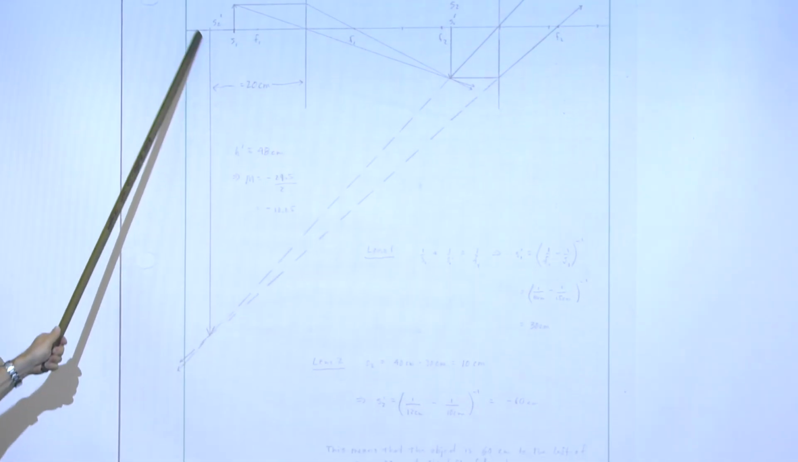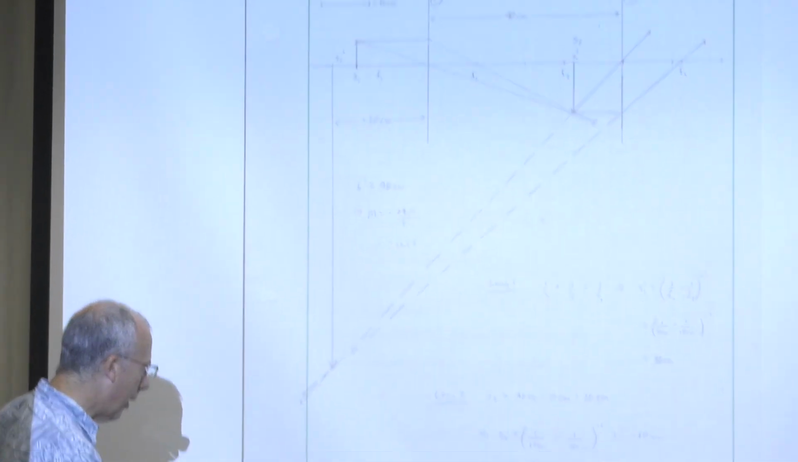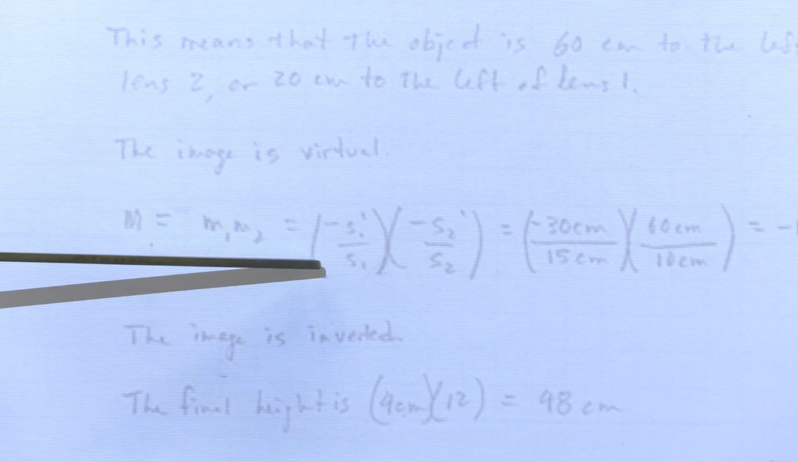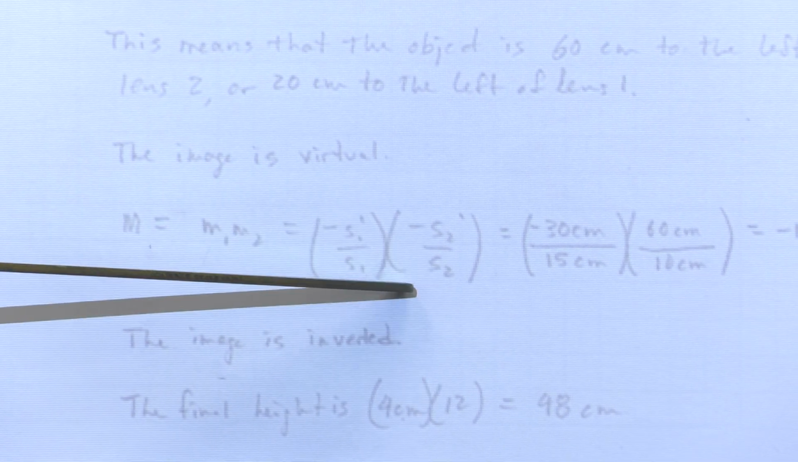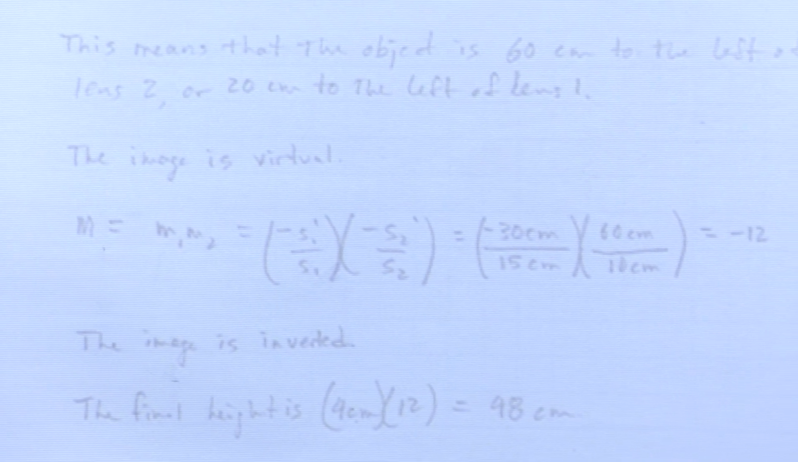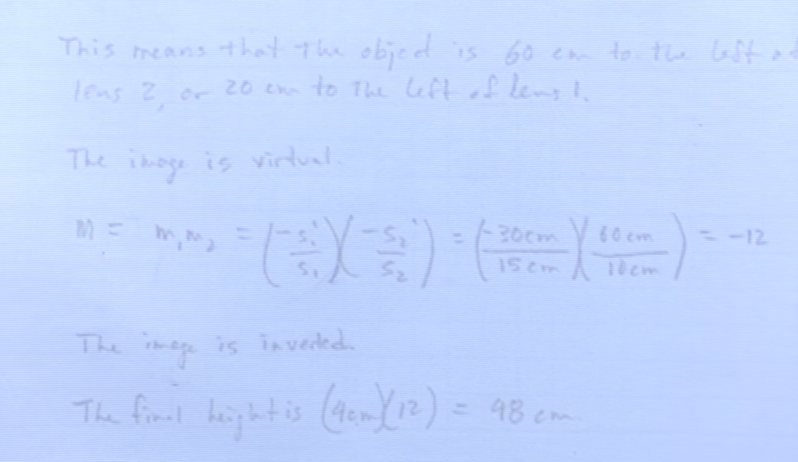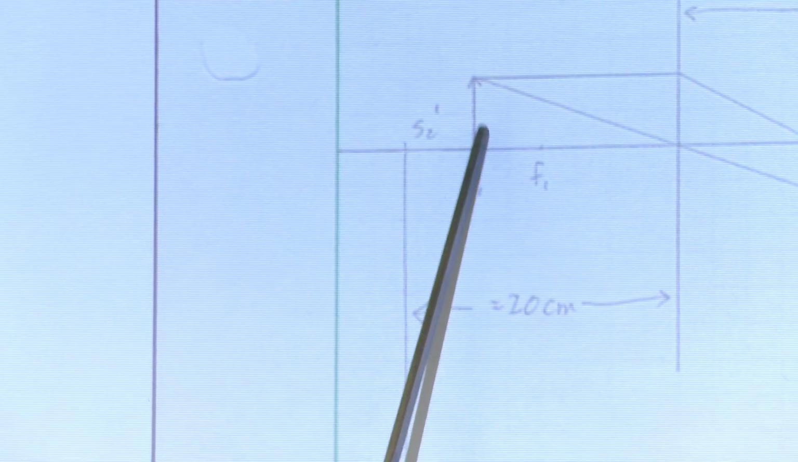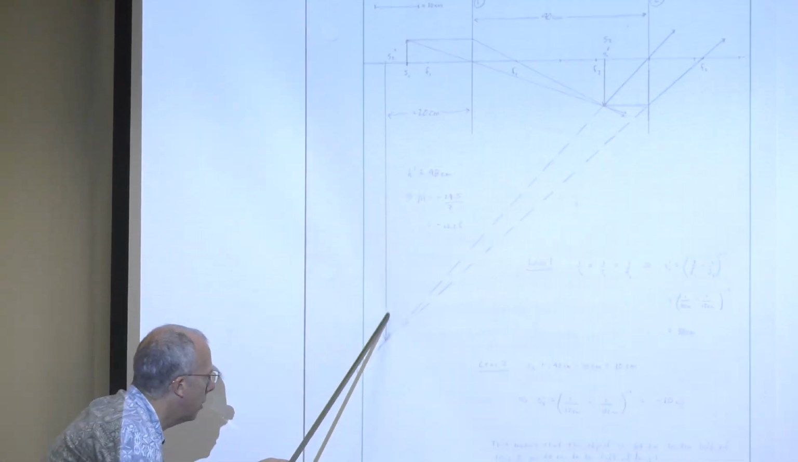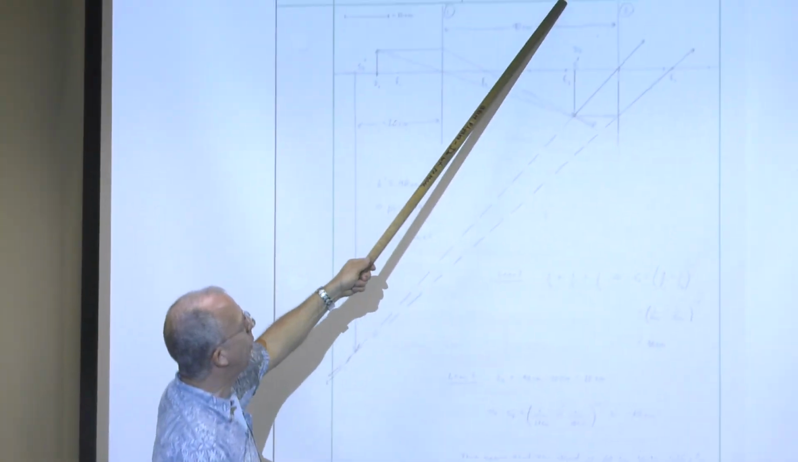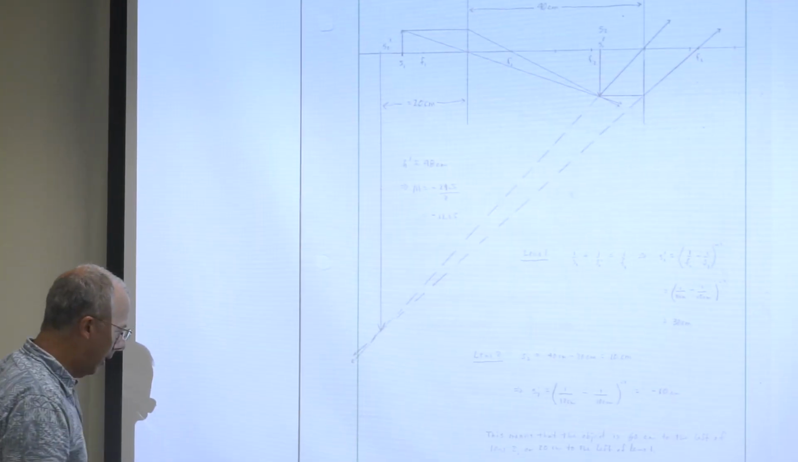So here's S1 prime, S2 prime right here. But look at the magnification. I did it this way: magnification is M1 times M2. So here are the formulas: minus S1 prime over S1, minus S2 prime over S2. The magnification is minus 12. It's negative, so it's inverted. So this distance here is 12 times this. Like if this was 1 centimeter high, this would be 12 centimeters low, or whatever you want to call it. Okay? And apparently they gave us the initial height as 4, so the final height is 48.